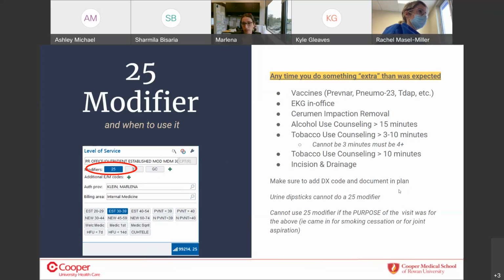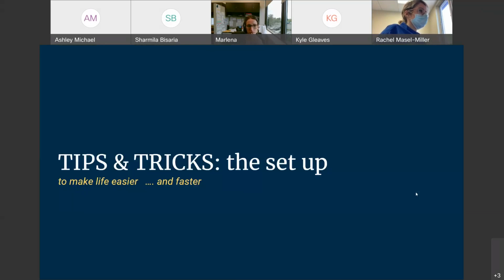If your patient is coming in for tobacco cessation counseling or they're coming in for a drainage of a joint, you can't use a 25 modifier because that was not in excess of what the visit was supposed to be. So these are just tips and tricks I put together and that I do. If any of them help you, or if anybody over the next few days or weeks realizes there are certain tips that they use, please share and we can add it to this PowerPoint.